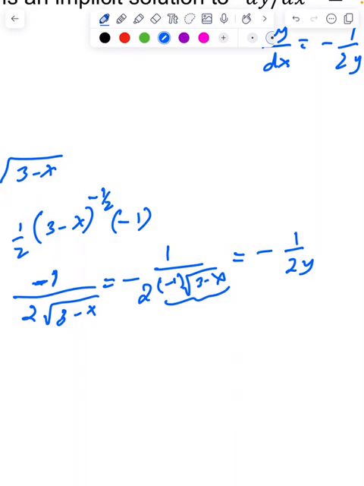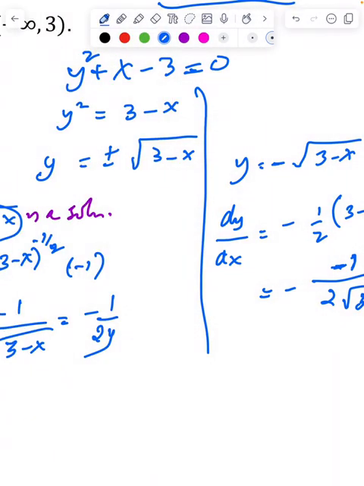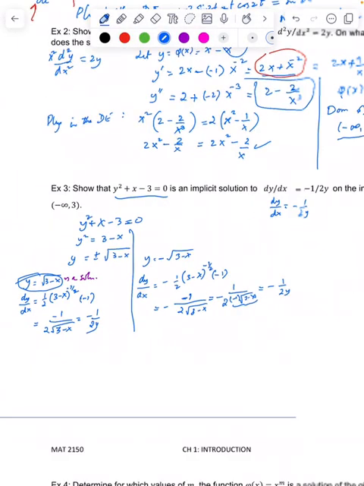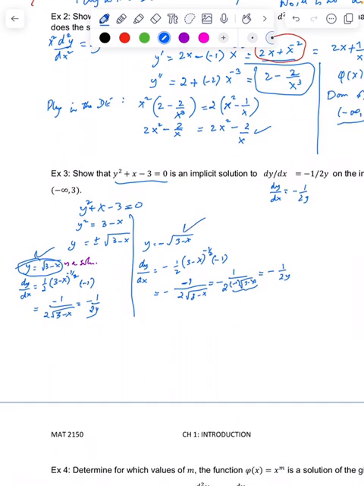What about the interval? For the interval, we notice from these two equations that we must have 3 minus x greater than 0. What does that mean? 3 is greater than x, or x is less than 3. Well, what is that? That is giving us the interval negative infinity to 3. So we say this is the solution on the interval negative infinity to 3.